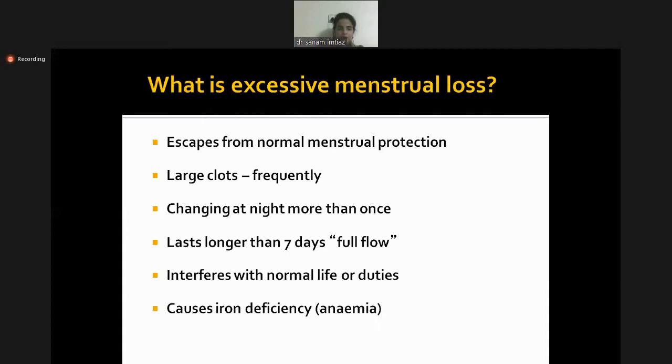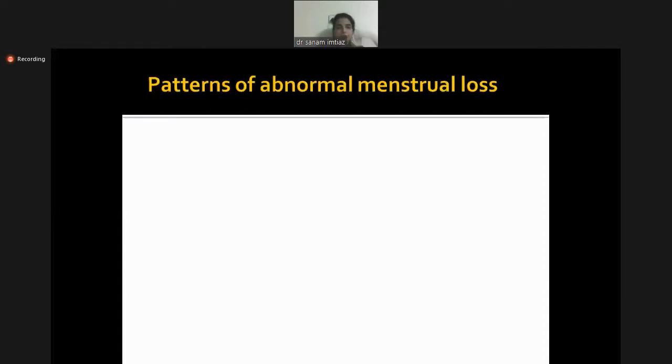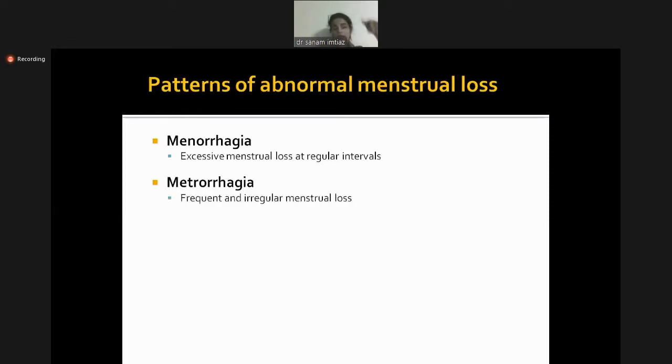Okay, this I've already discussed. Causes iron deficiency anemia. Other causes should be excluded. Patterns of abnormal menstrual loss could be menorrhagia, that is excessive menstrual loss at regular intervals. Metrorrhagia is frequent and irregular menstrual loss. Polymenorrhea is regular cycles of less than 21 days. That means the cycle's duration has really shortened. That means she's having repeated cycles.